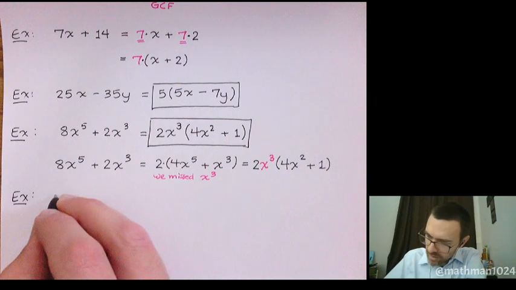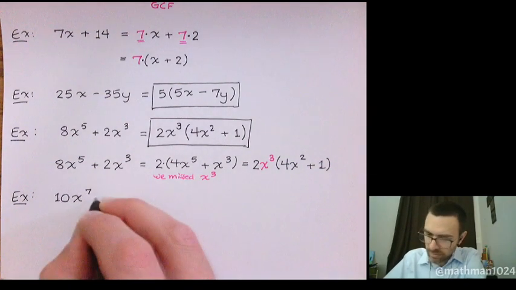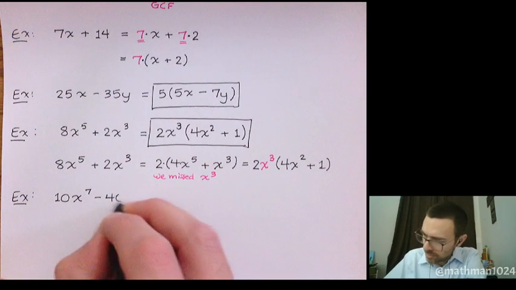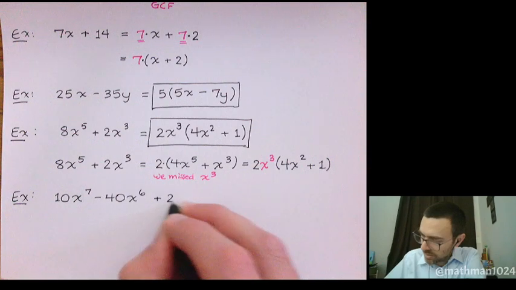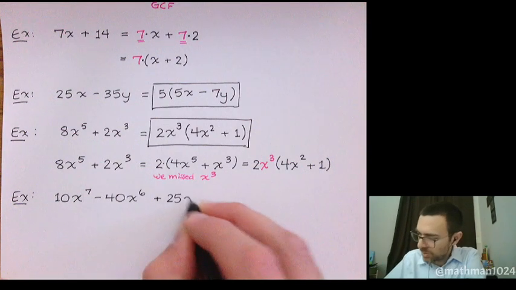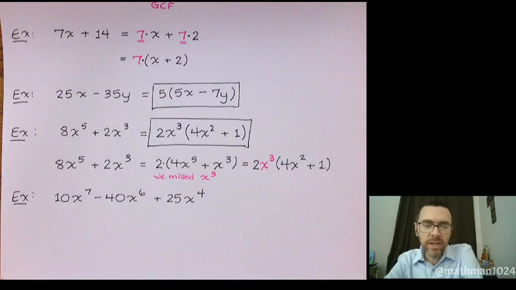Let's try taking 10x to the 7th minus 40x to the 6th plus 25x to the 4th. So now we're trying to find a common factor for all 3 of these terms. Is there something that they all have in common?